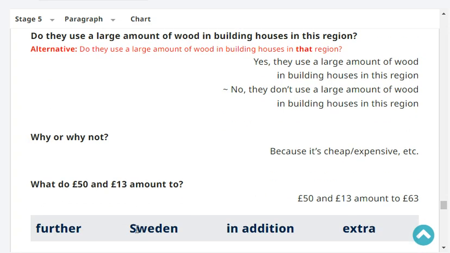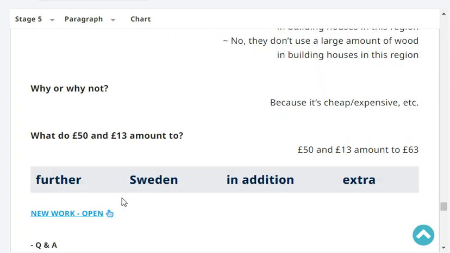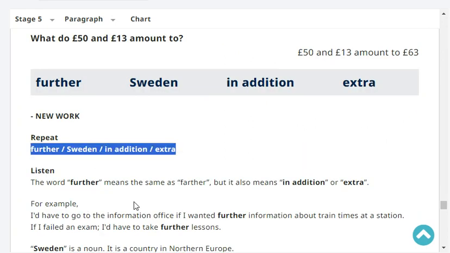What do 50 pounds and 13 pounds amount to? 50 pounds and 13 pounds amount to 63 pounds. Very good. And that's the end of our revision. Let's have new work. Okay, so repeat: further. Sweden.